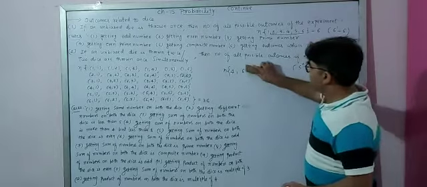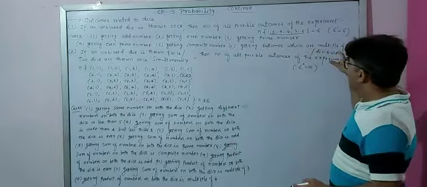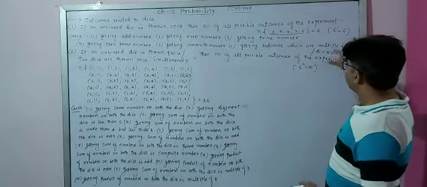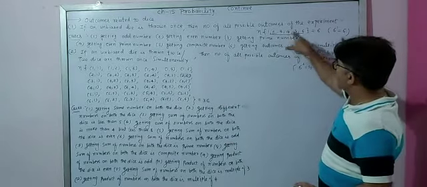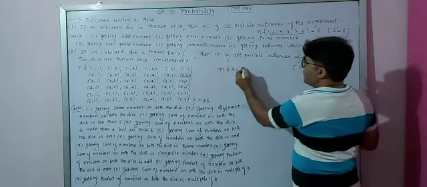Now the sixth case, getting outcomes which are a multiple of 3, or divisible by 3. So 3 and 6 are multiples of 3. So 2 outcomes will be there.